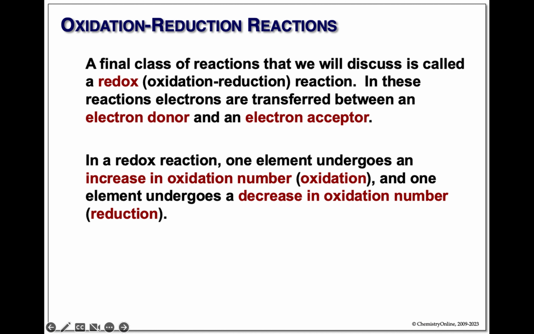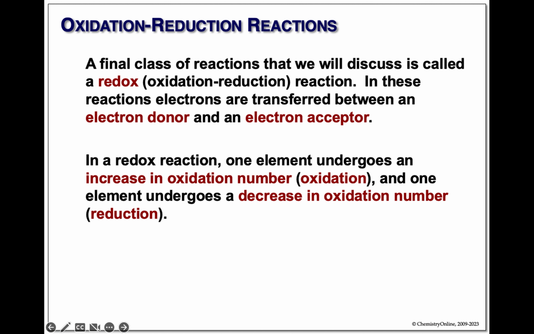Once again, in a redox reaction, we said the oxidation numbers change. Very, very important class of reactions. We're going to transfer an electron between a donor and acceptor. And that's going to result in the increase in the oxidation number or the decrease in the oxidation number, depending on which one you're looking at.